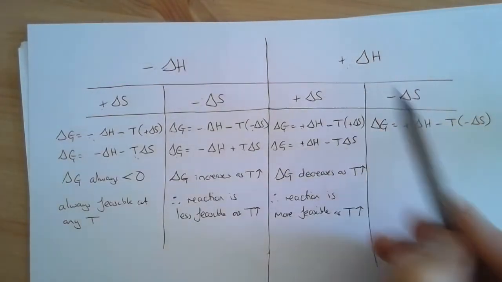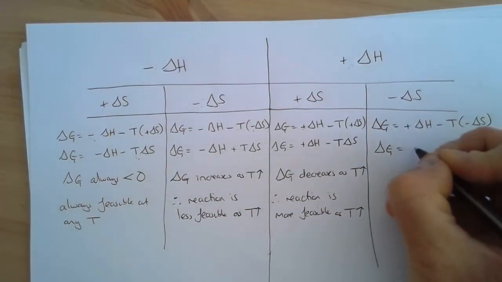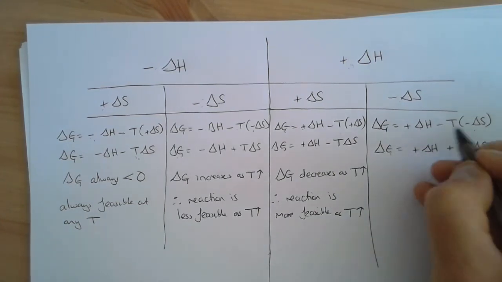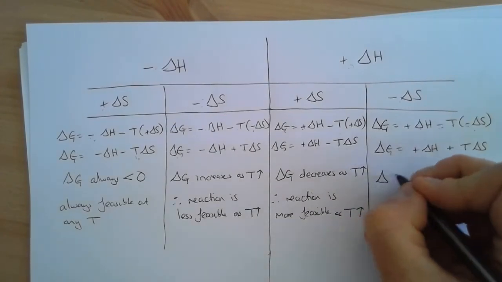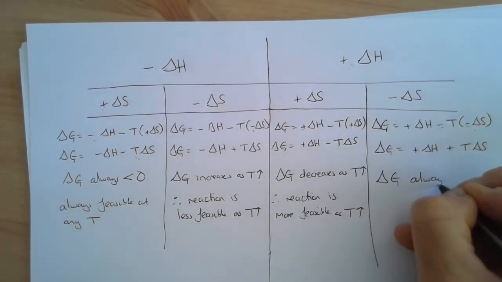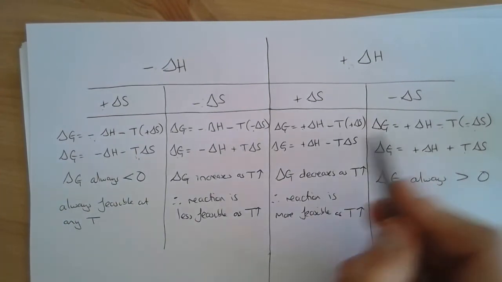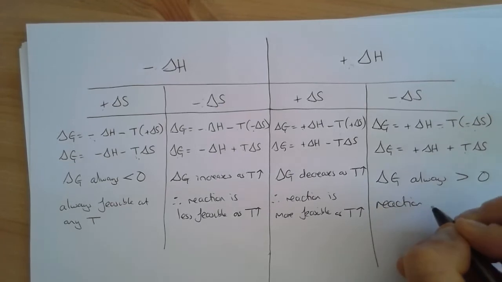Our final example, delta G equals plus delta H minus T minus delta S. We've got a positive delta H, we've got a negative delta S. So delta G equals plus delta H plus T delta S. These two minuses give us plus T delta S. Delta G is always greater than 0. Doesn't matter what value of temperature we have, delta G is always greater than 0. This reaction is never feasible.